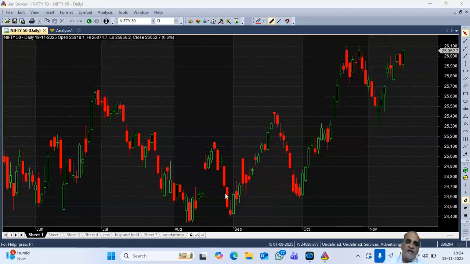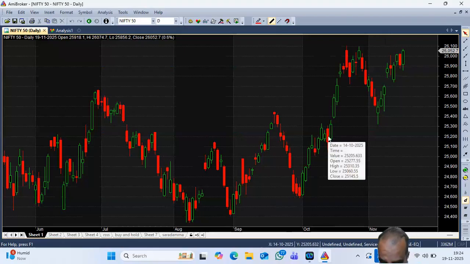If we consider carefully, between L1 and L2, L2 is higher than L1, and L3 is higher than L2, and L4 is higher than L3, and L5 is higher than L4, I'm sorry, L4. So what does it indicate? Whenever the subsequent lows are higher than each other, that trend is called an uptrend.